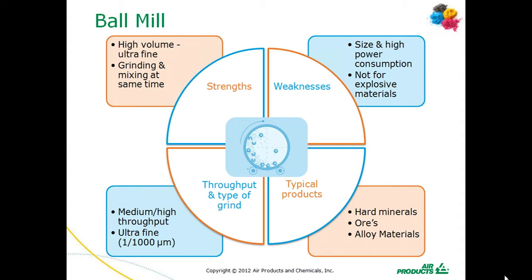Ball mills are often used to grind materials to ultra-fine particle sizes. A ball mill is a rotating cylinder filled with the media to be ground, along with a grinding media such as a ceramic or steel ball which provides the grinding action. They can provide a grinding and mixing action during the process. Ball mills can provide high volumes of material but are often very large and can use high levels of energy. Some examples of products they can grind are hard minerals, ores and alloys.